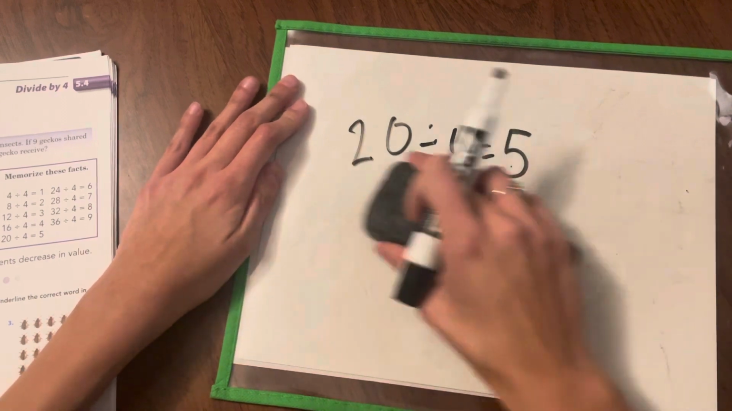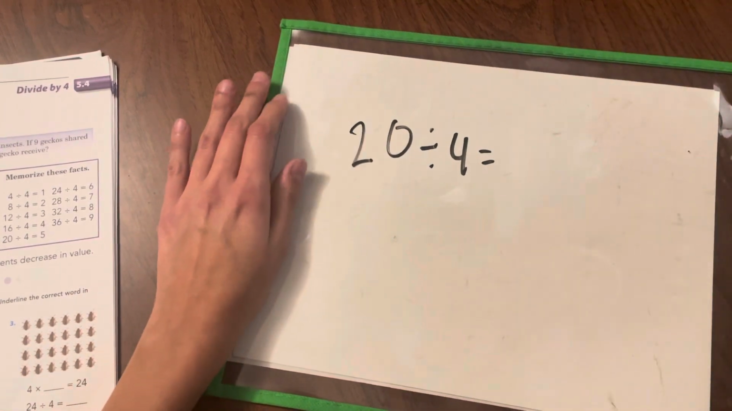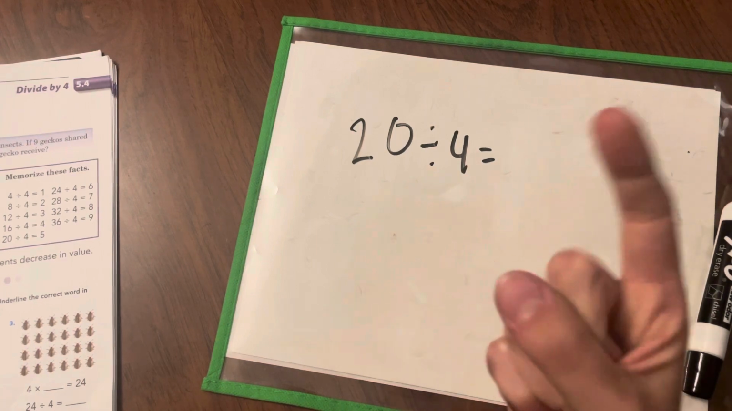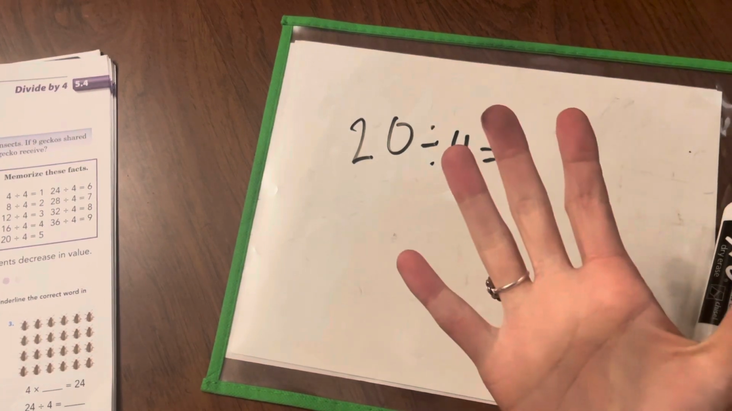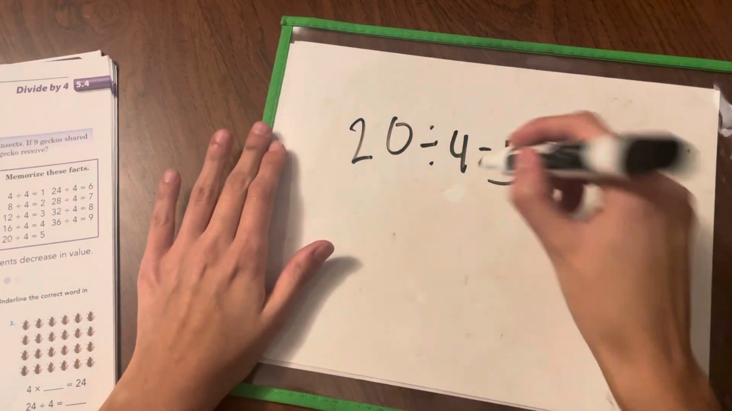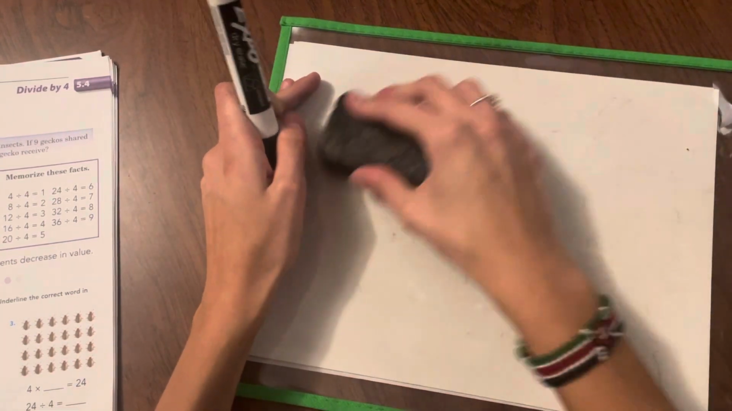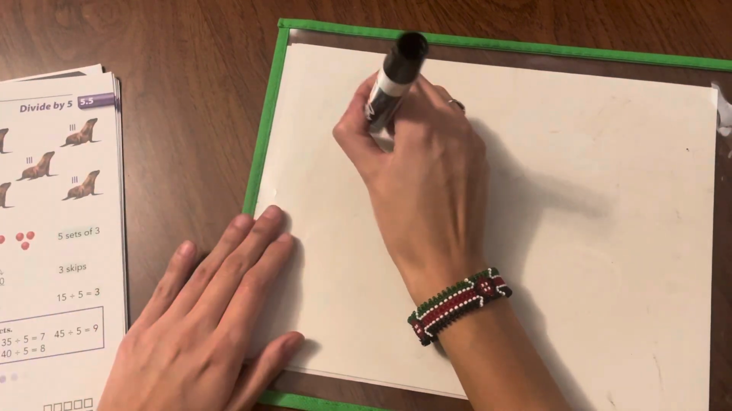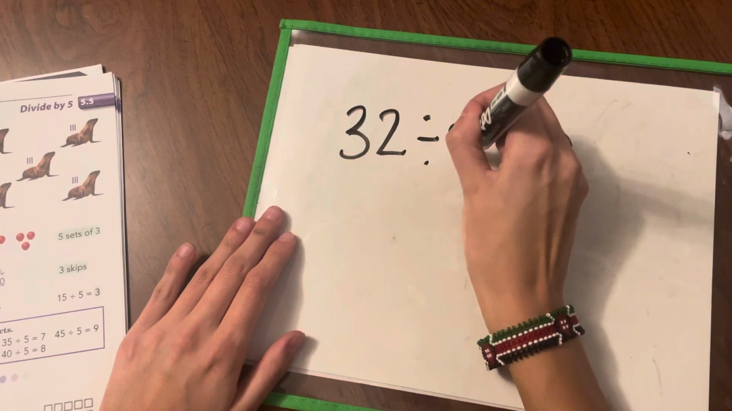But remember, the easiest way to do this is to skip count. So we're going to skip count by 4. 4, 8, 12, 16, 20. Oh, look at that. I got 5 fingers up, so my answer is 5. Let's do a couple problems together. Let's do the problem 32 divided by 4.